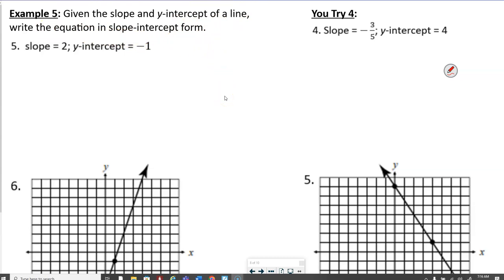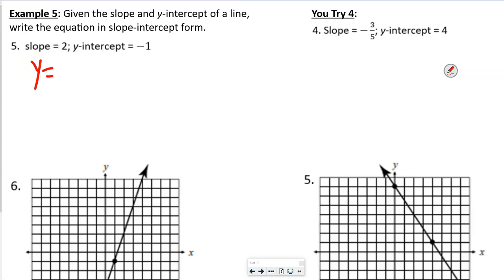So this one's pretty easy. So we're using the equation y equals mx plus b, right? So our slope is equal to our m and our y-intercept is equal to our b, okay? So we're just going to say y is equal to 2x minus 1. Pretty easy, okay? Let's see if you guys can do it on you try 4. Pause the video, do it, and come back to me when you're done.